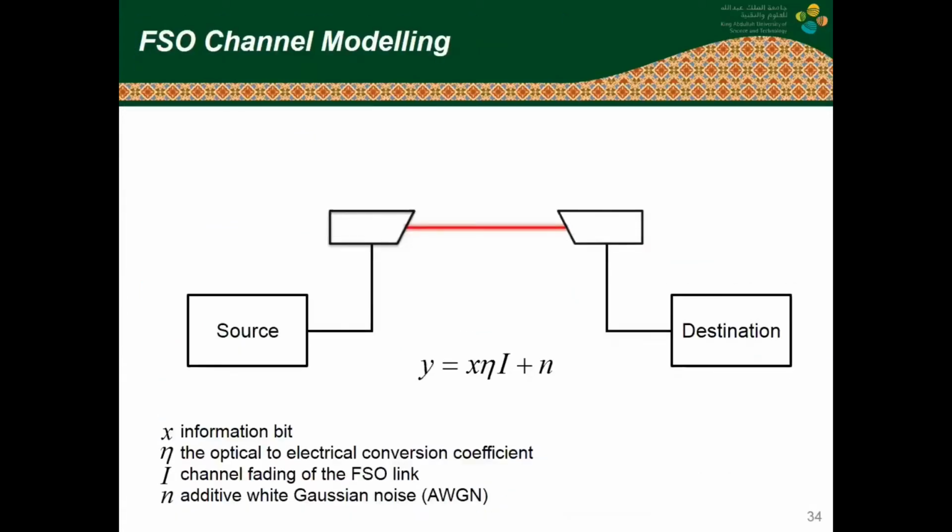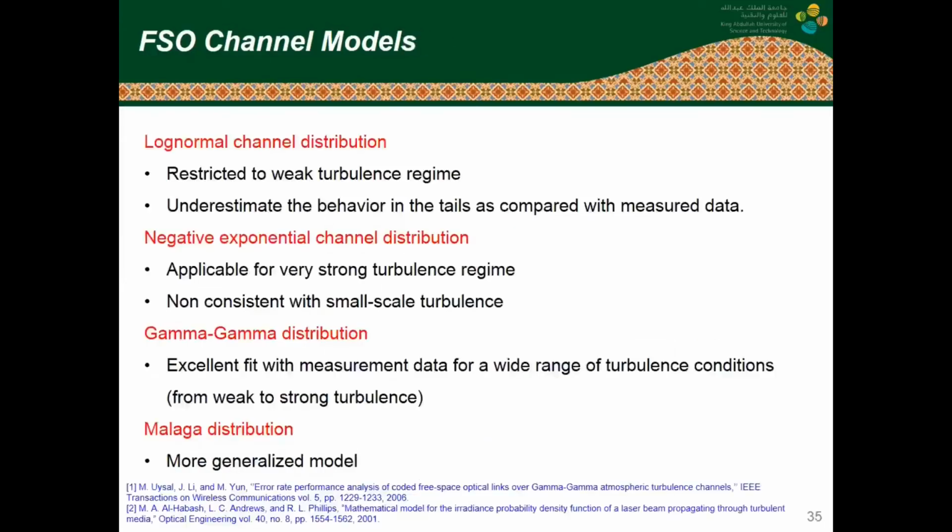So if you want to look at mathematically how we model all this, you have a source, you have a destination, and you have a very simple mathematical equation linking the transmitted signal X to the received signal Y. Y is equal to the transmitted signal X multiplied by eta, which is the optical to electric conversion coefficient, times I, which is the fading channel of the FSO link, plus some noise. In a certain acceptable regime, this can be modeled by an additive white Gaussian noise. So that's the model we use.